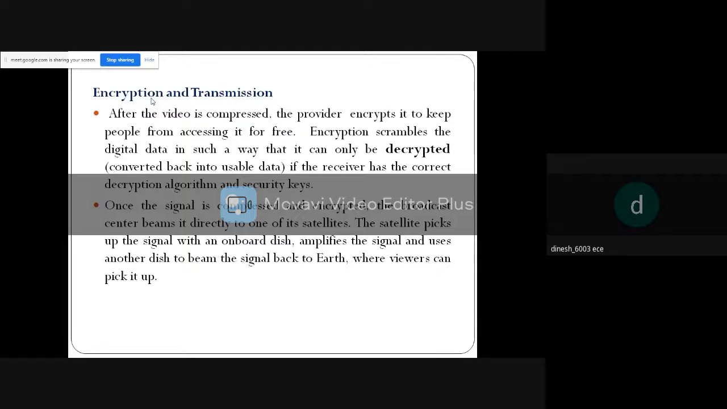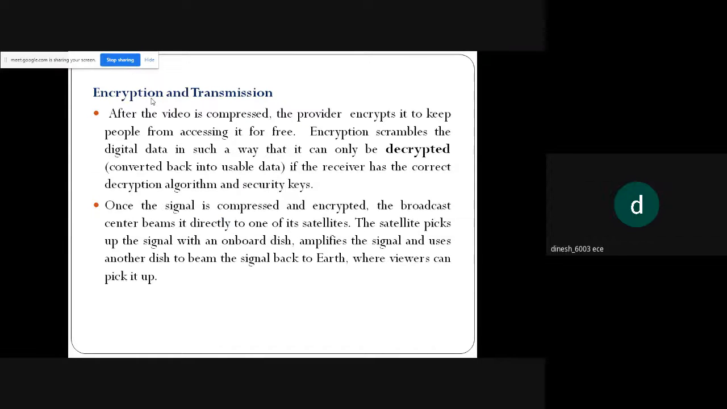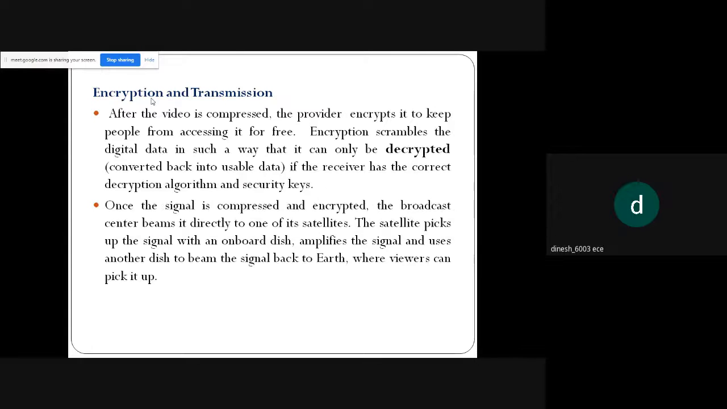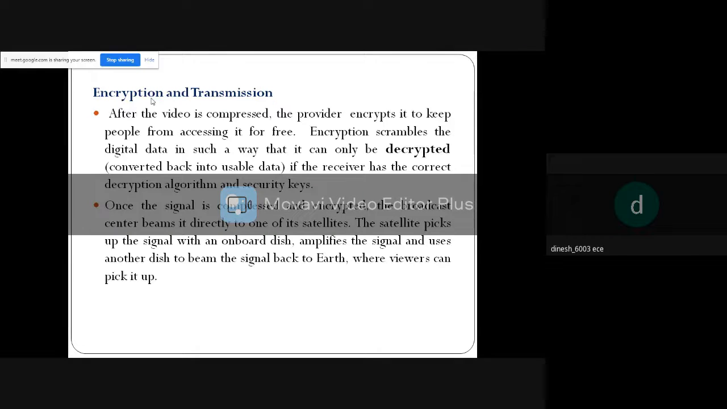After that, we have the encryption and transmission. After the video is compressed, the provider encrypts it to keep people from accessing it for free. Encryption is a standard used for scrambling the digital data in such a way that it can only be decrypted if the receiver has the correct decryption algorithm and its security keys. Once the signal is compressed and encrypted, the broadcast center beams it directly to one of its satellites, where the satellite picks up the signal with an onboard dish, amplifies the signal, and uses another dish to beam the signal back to the earth.